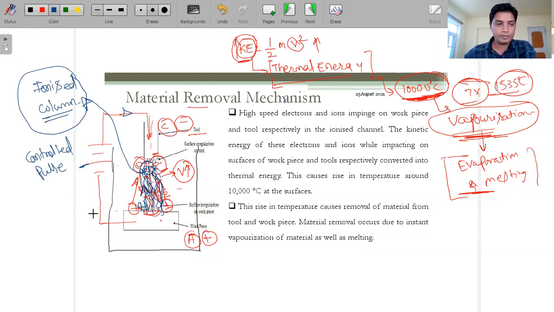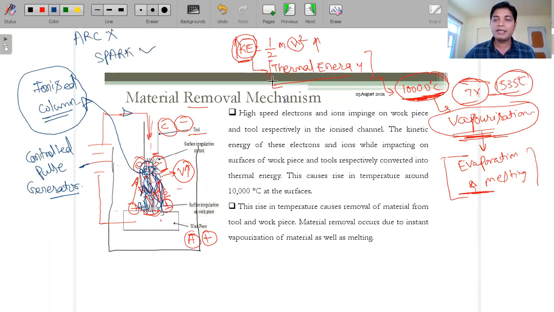Controlled pulse generator. Okay, now what is the meaning of that? Its meaning is that whenever we are supplying power, what is the purpose? How is the material removed? Material is removed due to the formation of a spark, not the arc. As I mentioned yesterday, the arc is not important, but the spark is important.